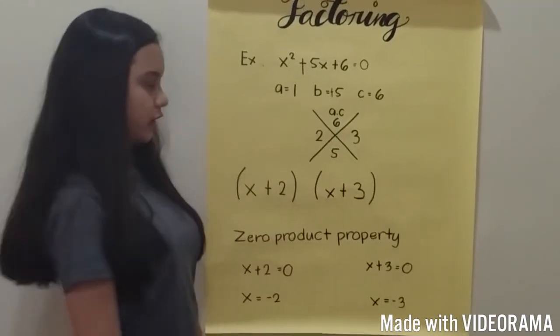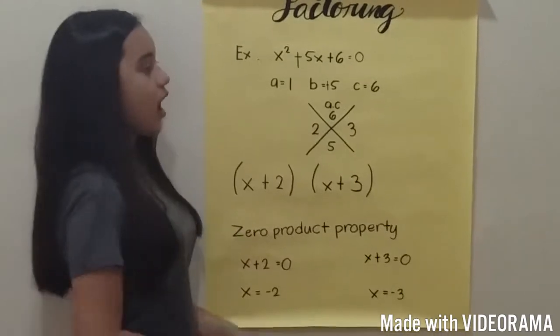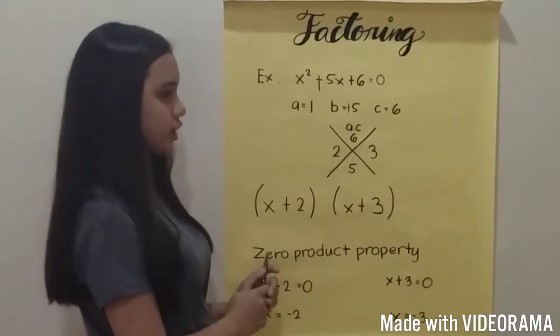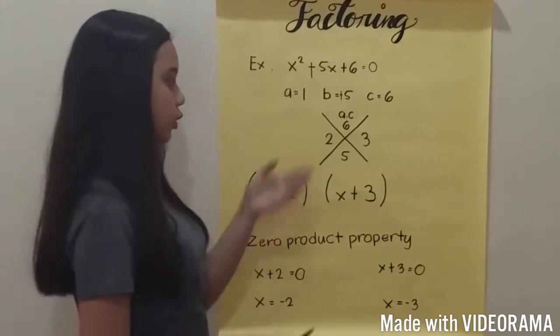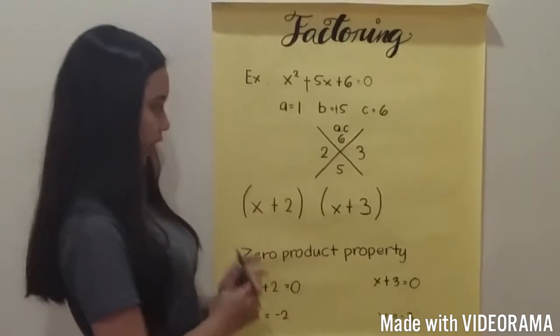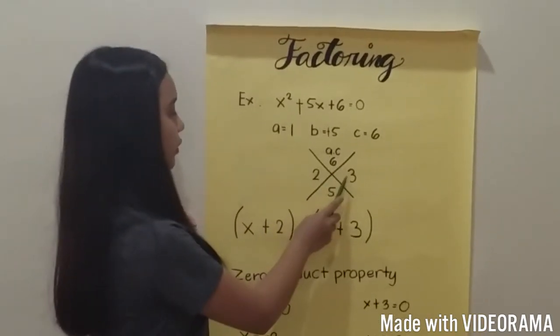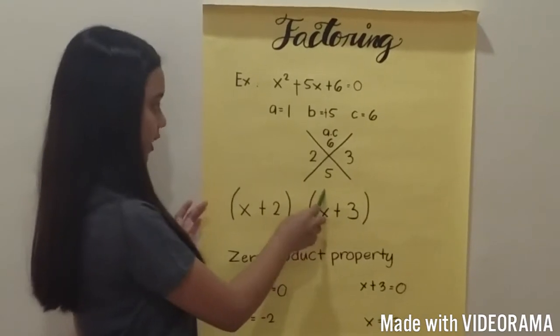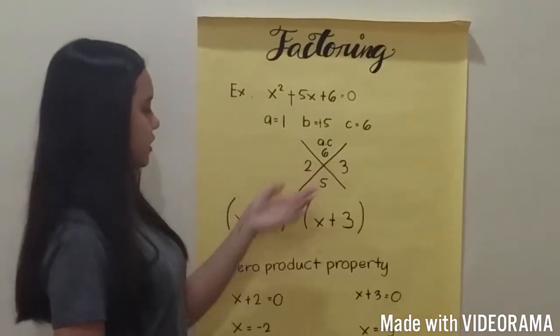Next, we're going to find the factors of 6. In looking for the factors, we must make sure that when they are added up, they result in the value of b. The factors we found are 2 and 3: 2 times 3 is equal to 6, and 2 plus 3 is equal to 5. So now we plug in the factors.